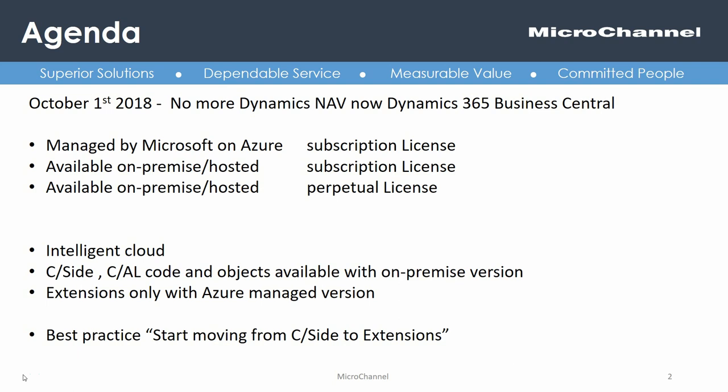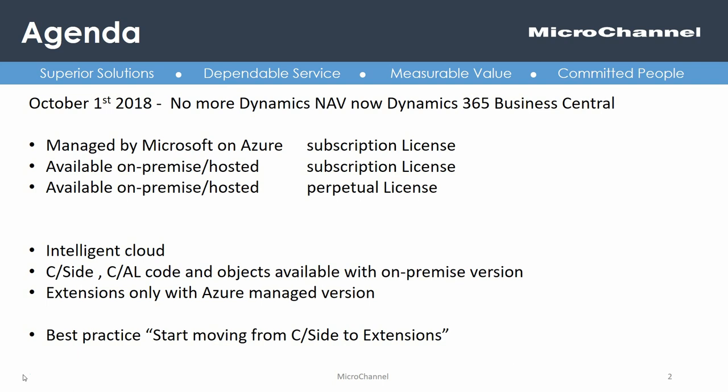You've got three licensing options, two subscription. The first subscription approach is BC managed by Microsoft on Azure. Secondly is an on-prem, which could also be hosted subscription license. And thirdly, a more traditional perpetual license. We will touch briefly on intelligent cloud, a very important consideration for clients moving to perpetual or on-prem licenses.